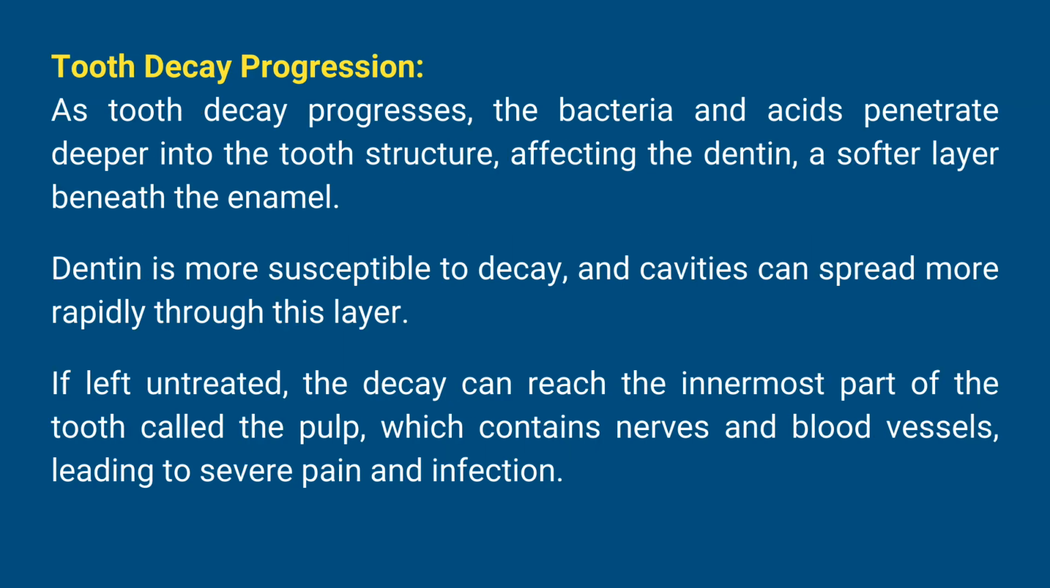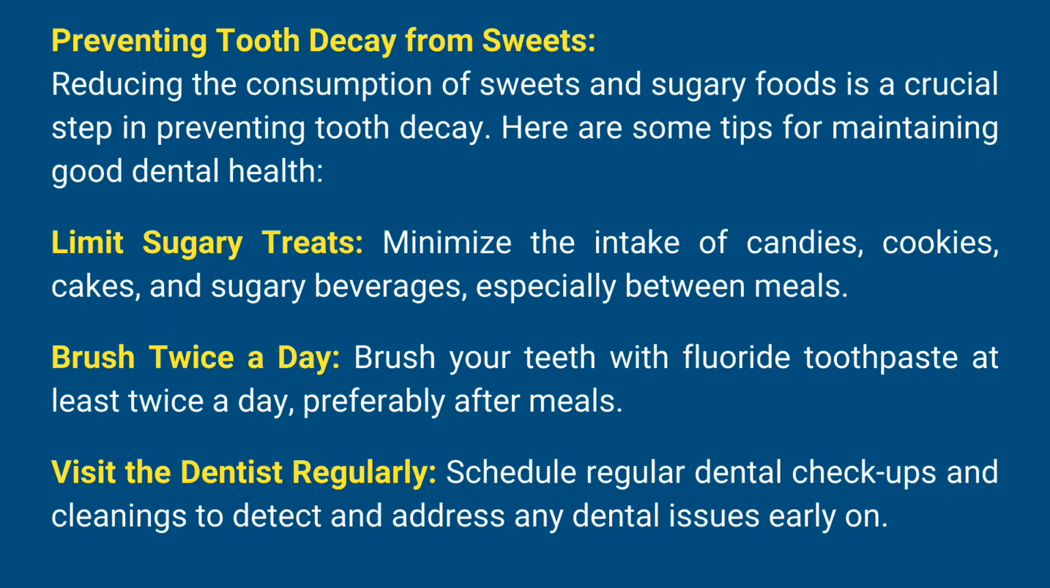Tooth decay progression. As tooth decay progresses, the bacteria and acids penetrate deeper into the tooth structure, affecting the dentin, a softer layer beneath the enamel. Dentin is more susceptible to decay, and cavities can spread more rapidly through this layer. If left untreated, the decay can reach the innermost part of the tooth called the pulp, which contains nerves and blood vessels, leading to severe pain and infection. Preventing tooth decay from sweets.